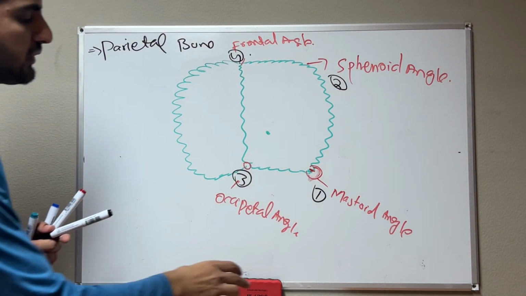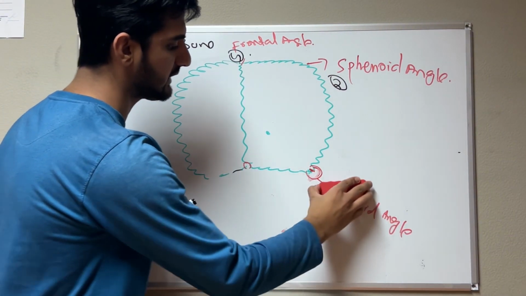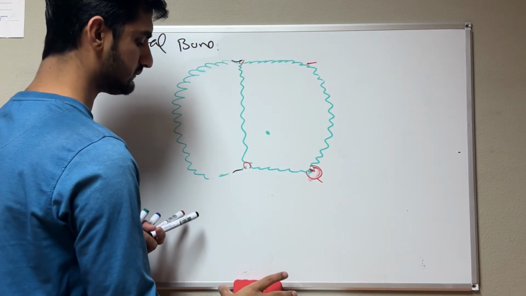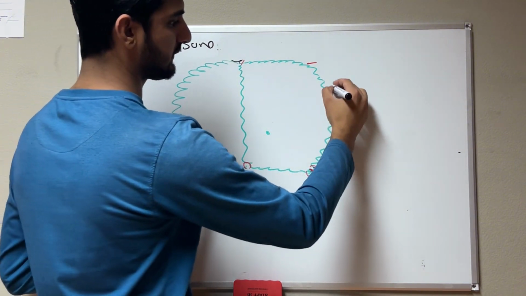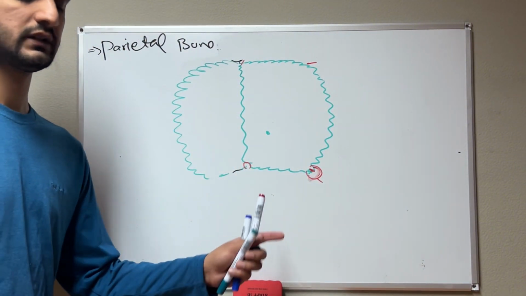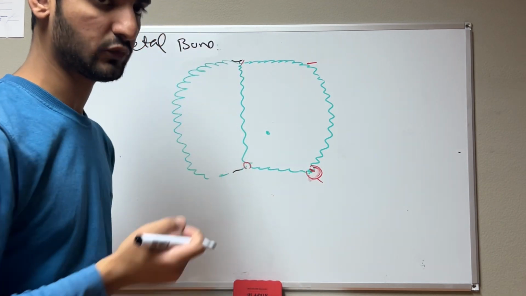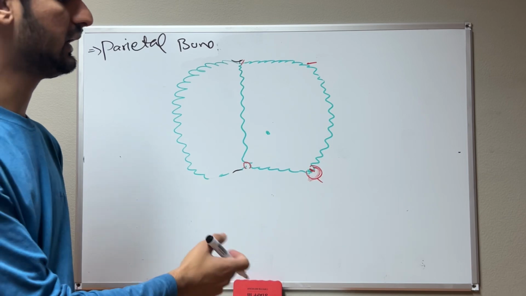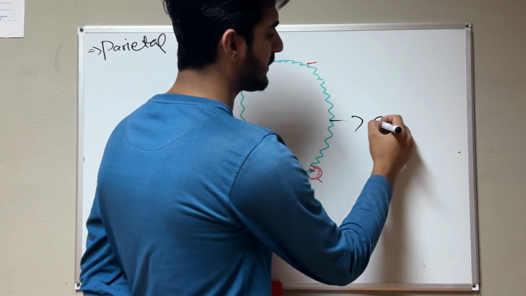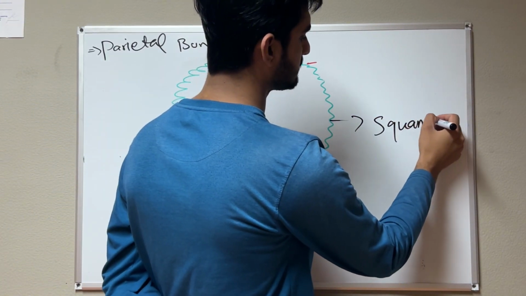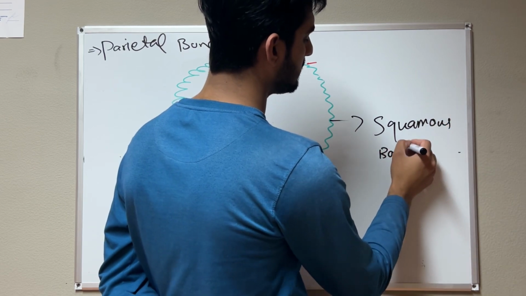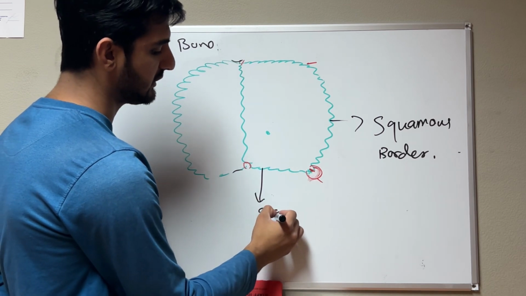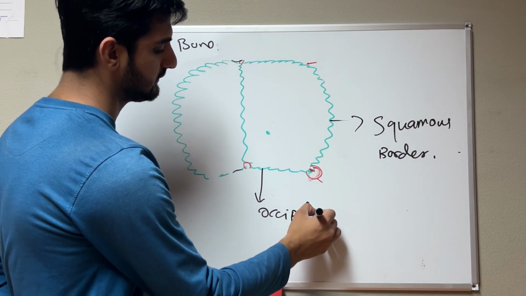Okay, now we are going to discuss the borders. Which borders do we have in the parietal bone? Here, as I said, we have the temporal bone laterally. Which part of the temporal bone? The squamous part of the temporal bone. We have the lateral connection of this parietal bone, and this is called the squamous border, or margo squamosus. Squamous border. Here is the connection with the occipital bone, very simple: occipital border.